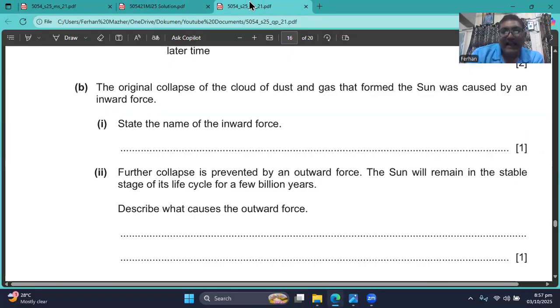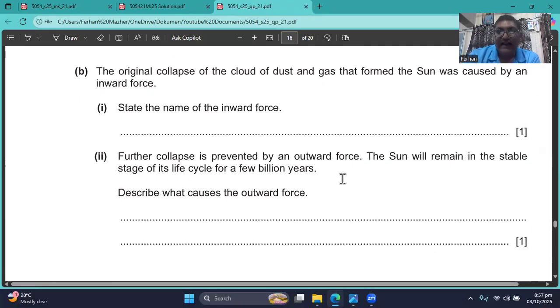Okay. Then we have question number 9b, second portion. Further collapse is prevented by an outward force. The sun will remain in the stable stage of its life cycle for a few billion years. Describe what causes the outward force. You see, under gravity, that cloud and the dust come very close to each other. They come so close to each other that the temperature rises. When the temperature rises, the fission of those hydrogen atoms starts.